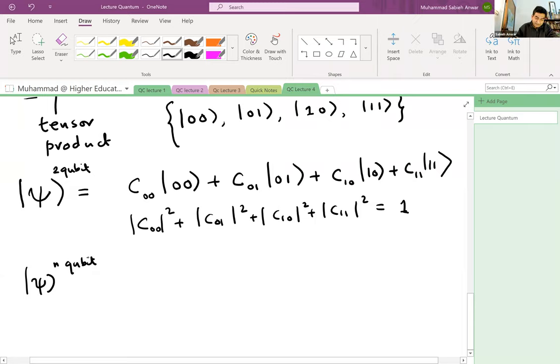So if I add n qubits and the basis states, suppose I represent them with ket i, then there will be a coefficient ci with each ket i, and I need to take the sum over all i's, and there will be 2 raised to the power n such states. Okay? So this is the general form of an n qubit quantum state.